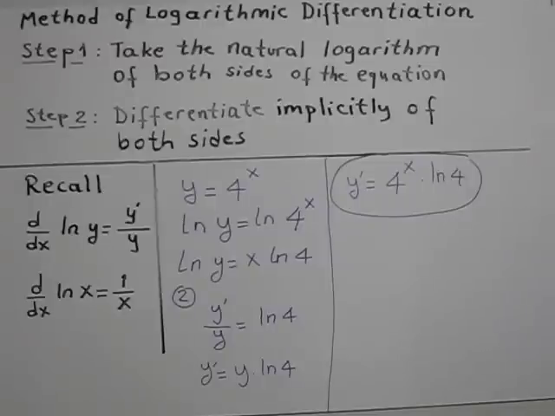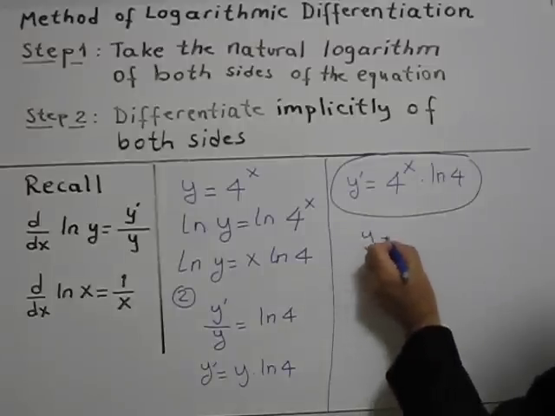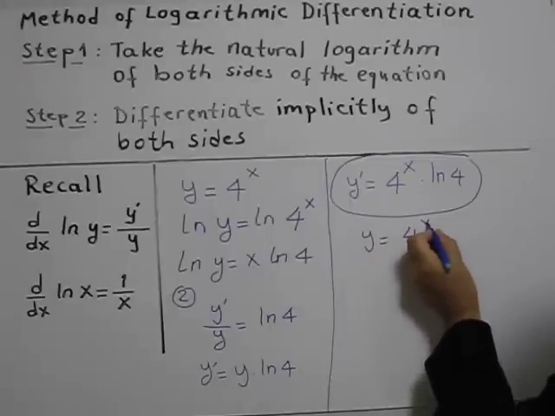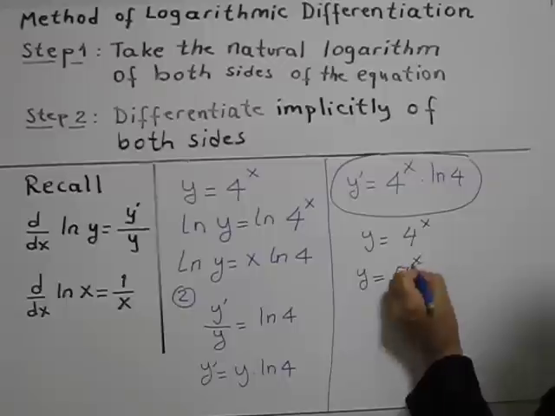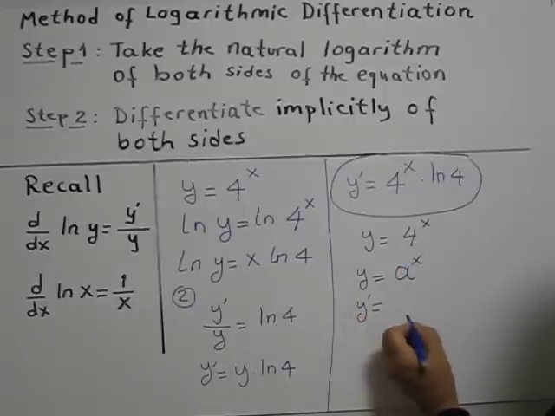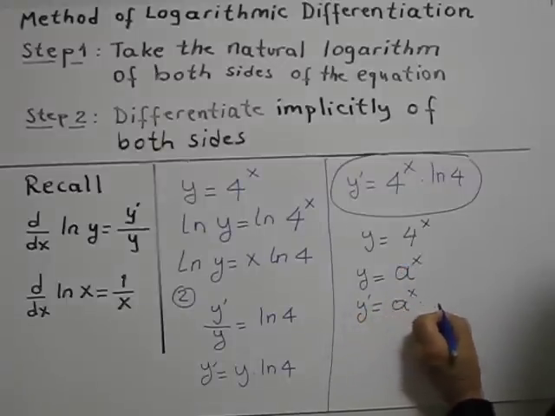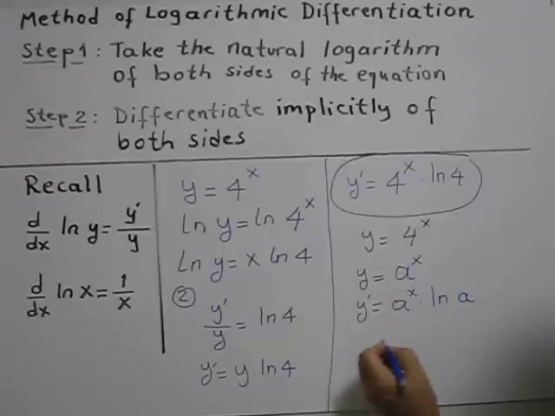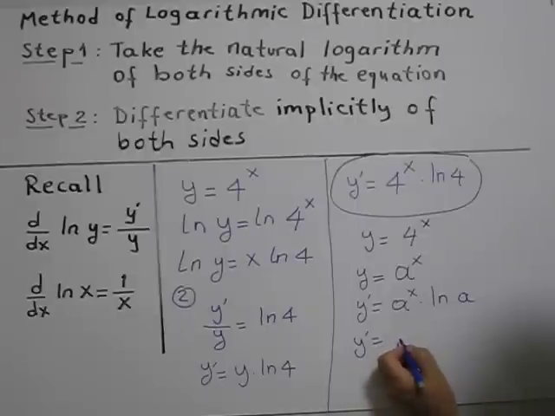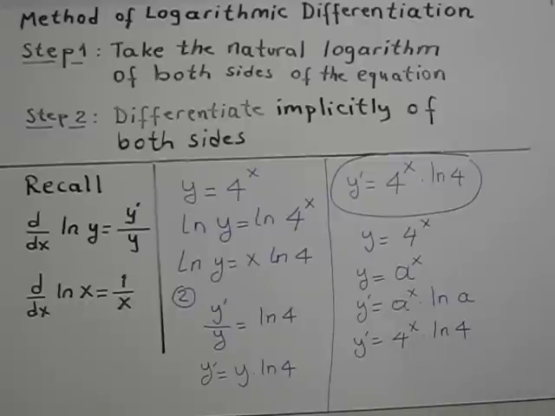Again, as I told before, it is easier to use the method of the derivative of exponential functions. So if I use this method, y equals 4 to the power x. Remember, this is the formula for the derivative of an exponential function. This is the general formula. So y prime will be a to the power x ln of a. So in this example, a is 4. So we get 4 to the power x ln of 4. So as you see, the second method is much easier.